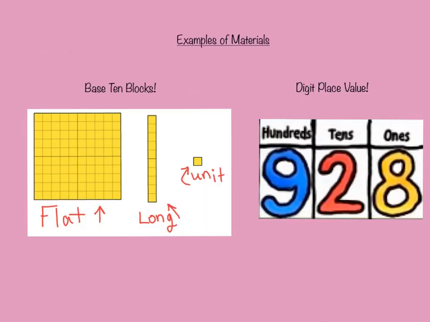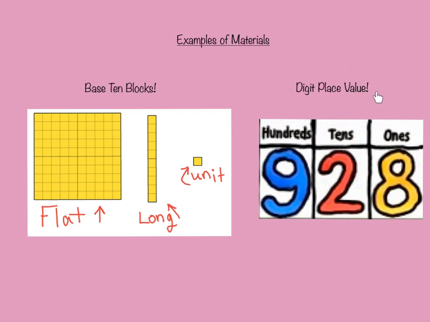Here are some examples of the materials that we will be using in this mathcast. These are base 10 blocks. This is a flat, this is a long, and this is a unit. A flat is made up of 100. A long is made up of 10, and a unit is made up of 1.